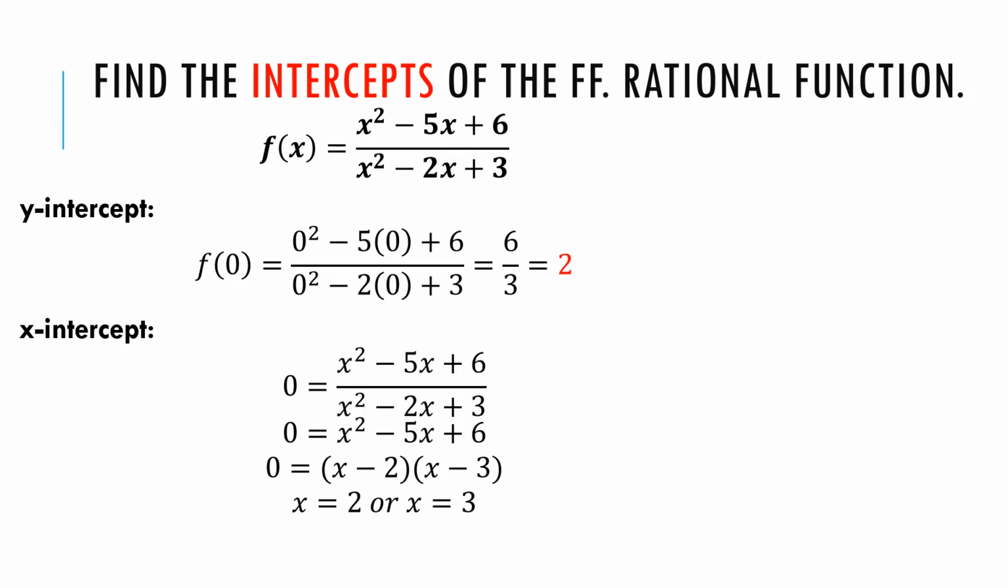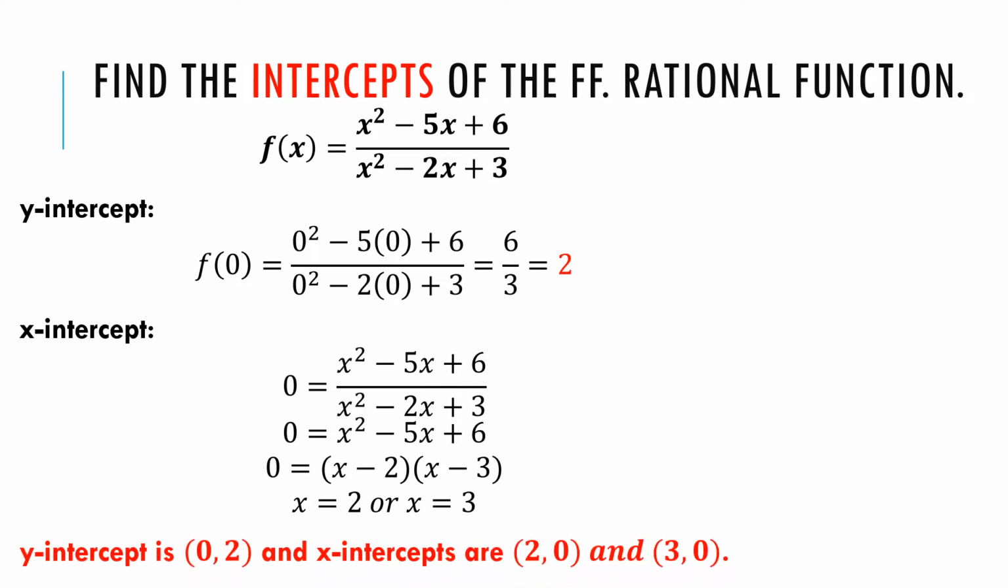Ibig sabihin, kung 2 ang x natin, ibig sabihin 0 ang y. And then kung 3 naman yung x, 0 din ang kanyang y. So, ito na. Ang y-intercept, ito, 0, 2. Okay? Bakit 0 yan? Kasi 0 yung x. Dito naman, sa ating x-intercept, 2, 0, and 3, 0. Okay? Ginawa nating 0 yung y. So, that means, yung x-coordinate niya ay 2 or 3. So, yun na yung mga coordinates for the intercepts.